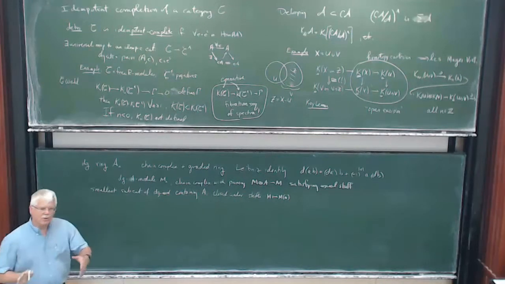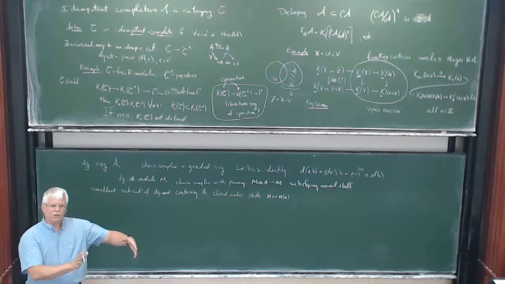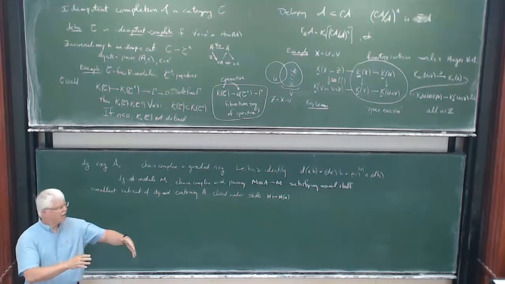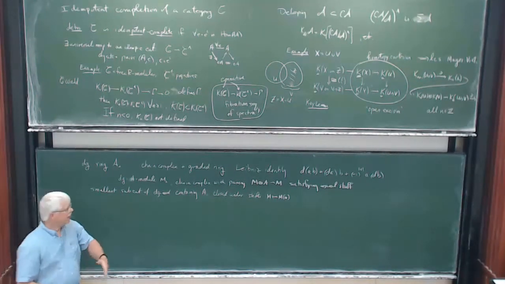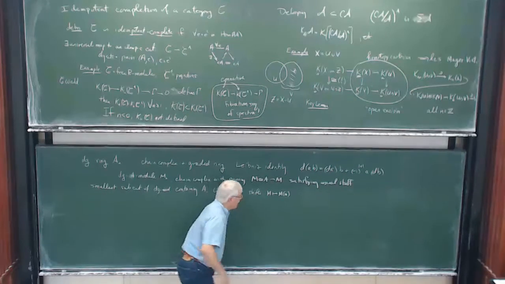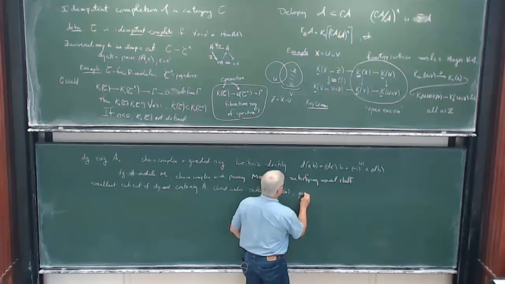So if you take a chain complex, you can shift it by a certain amount of degrees. The differentials change by plus or minus sign. And that's supposed to be allowed. And you also want to close it up under quasi-isomorphism.